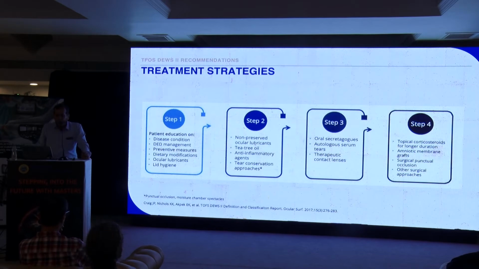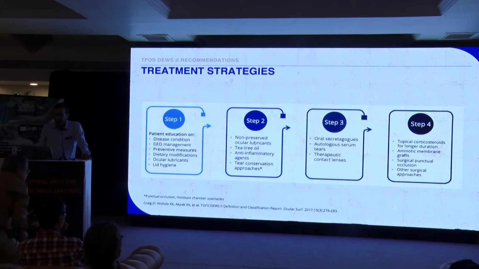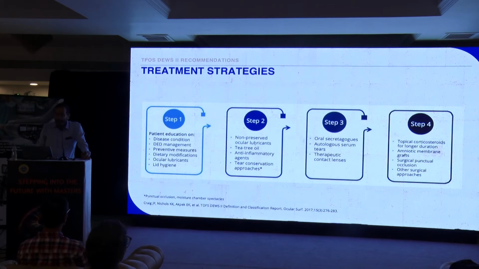Step 2 would be using non-preserved ocular lubricants, tea tree oil in cases of Demodex infections, anti-inflammatory agents, and tear conservation approaches, which would include punctal occlusion, and maybe in severe cases, moisture chamber spectacles. The third step would be in the form of oral secretagogues, autologous serum tears, and therapeutic contact lenses when required. And the most severe cases would require long-term treatment with topical corticosteroids, amniotic membrane graft, surgical punctal occlusion, or other surgical approaches.